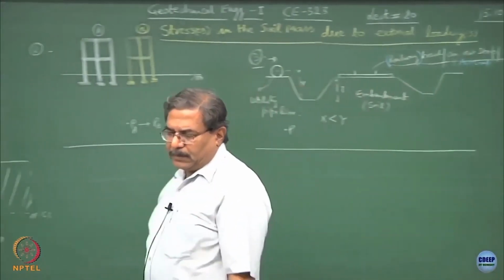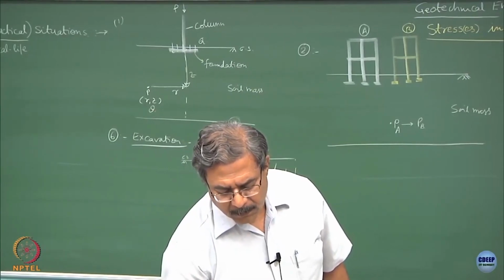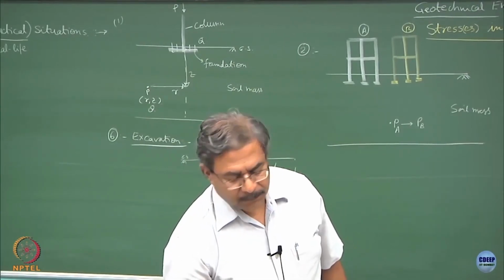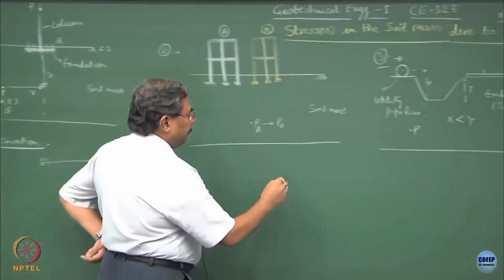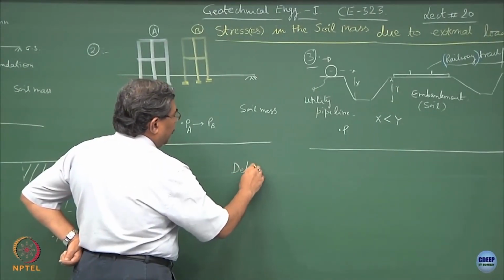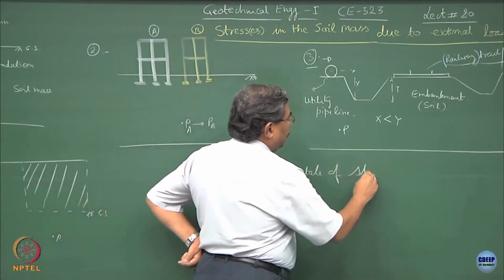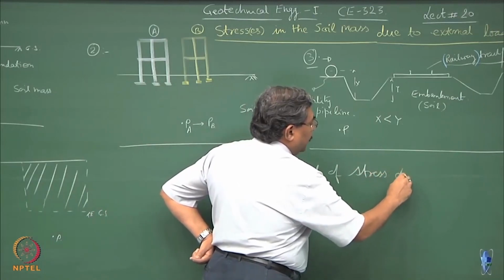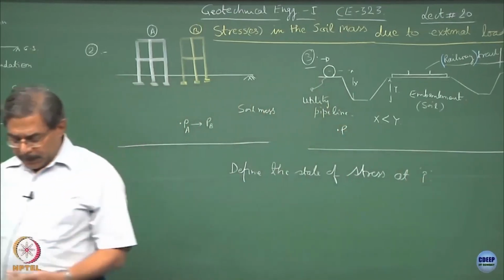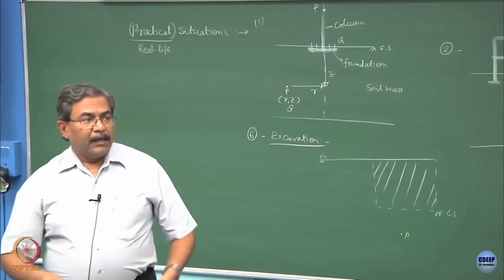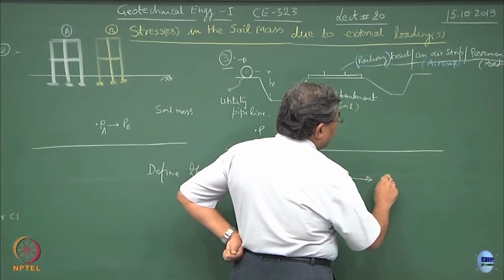So, these are different examples of the situations which we might come across in today's civilization. What I want to know is what is the state of stress at point P. Define the state of stress at point P. And why we want to do this? Because if I know the state of stress at point P, I can link it with the yield strength of the soil.